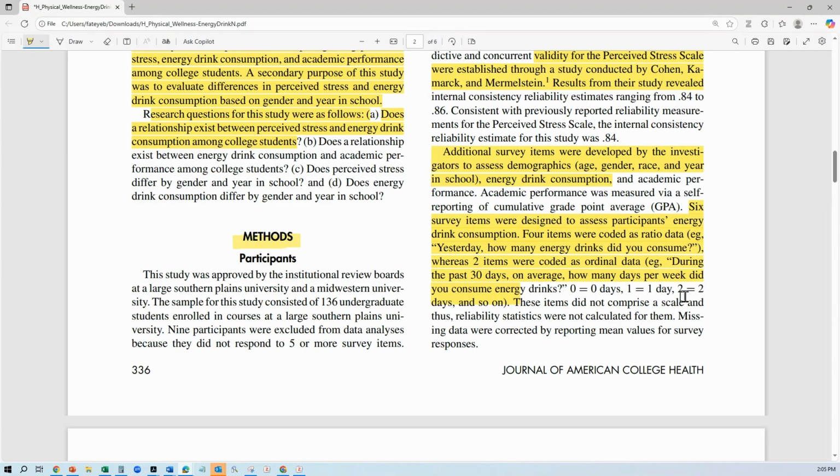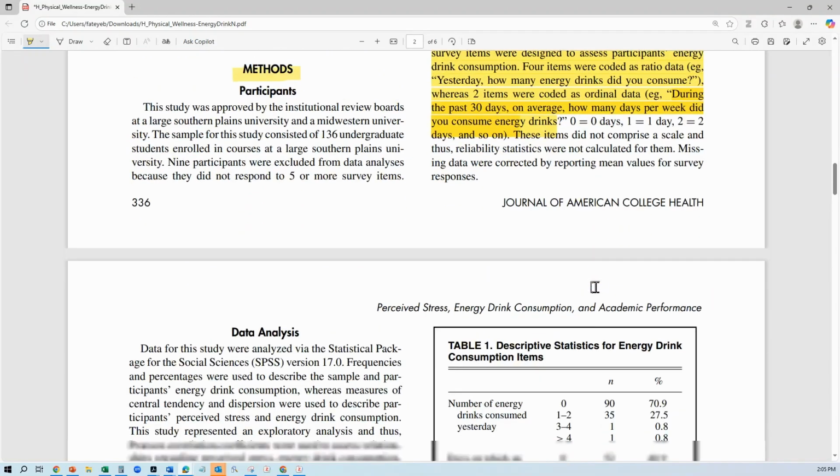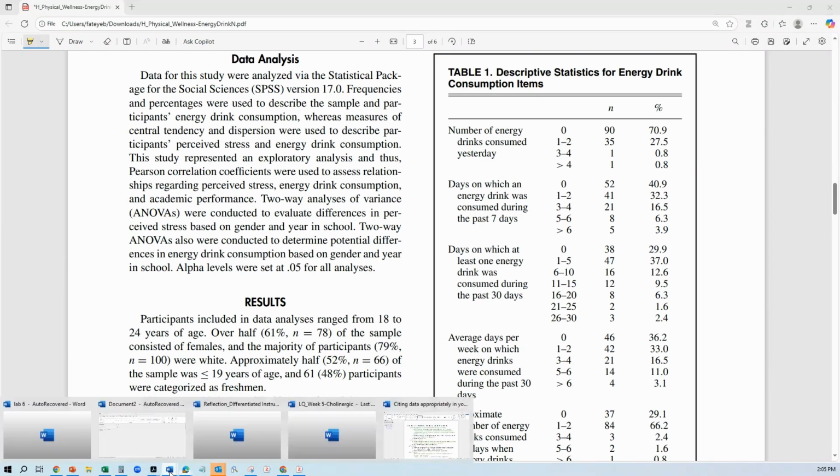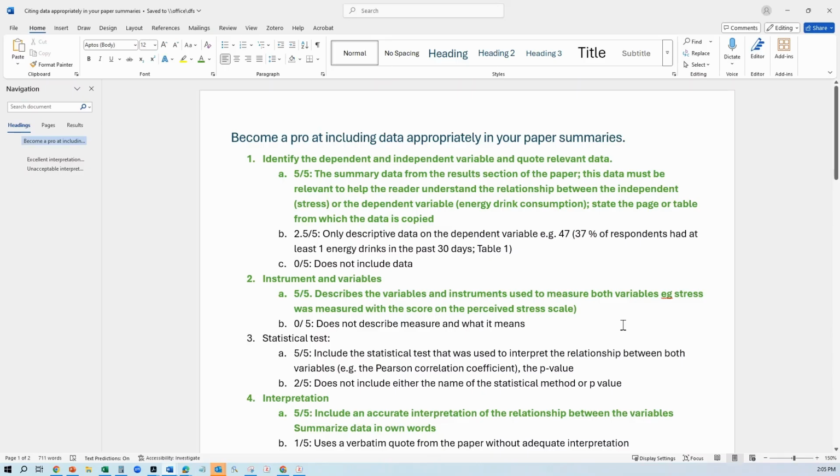And so in this example, I want to pick this one. Let's say, during the past 30 days, on average, how many days per week did you consume energy drinks? So 0 is 0 days, 1 is 1 day, 2 is 2 days. And so that gives me a measure that I can use to quantify people's energy drink consumption behaviors. So now that I know that, I can look at the data. I'm going to skip over here now to a guideline or a rubric for how you might do this.